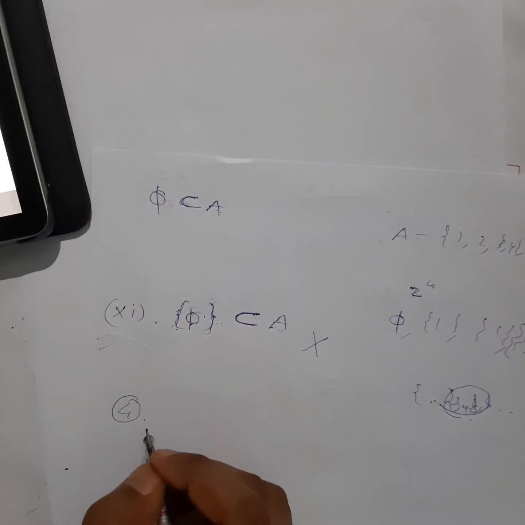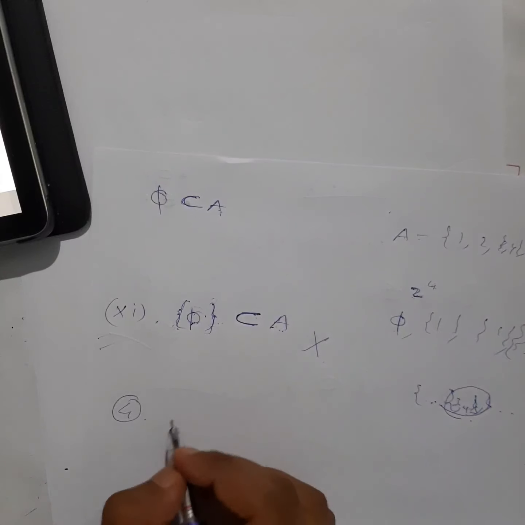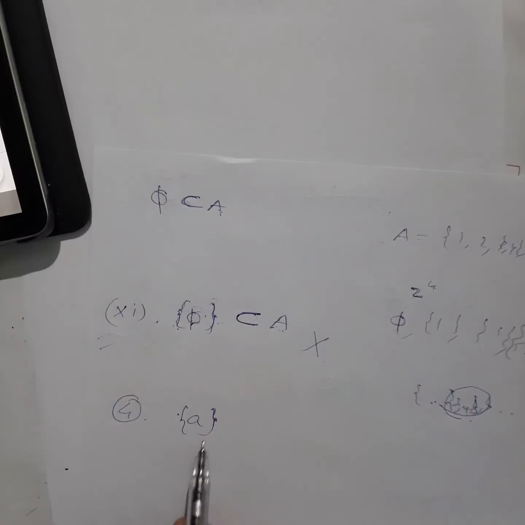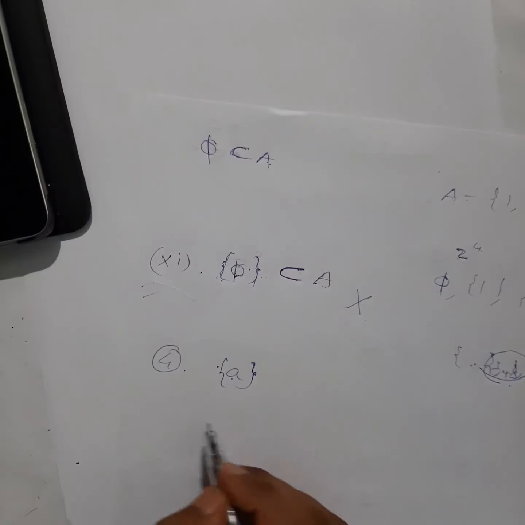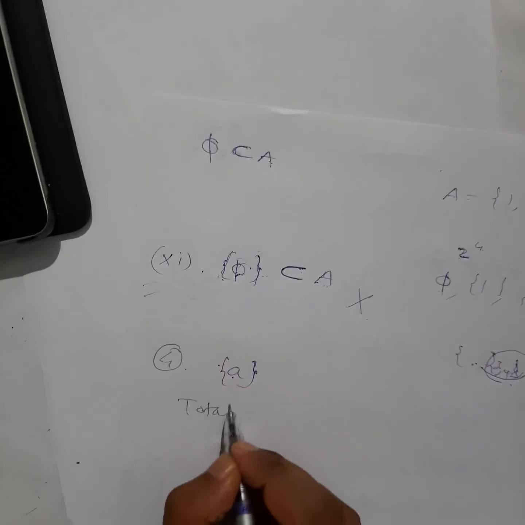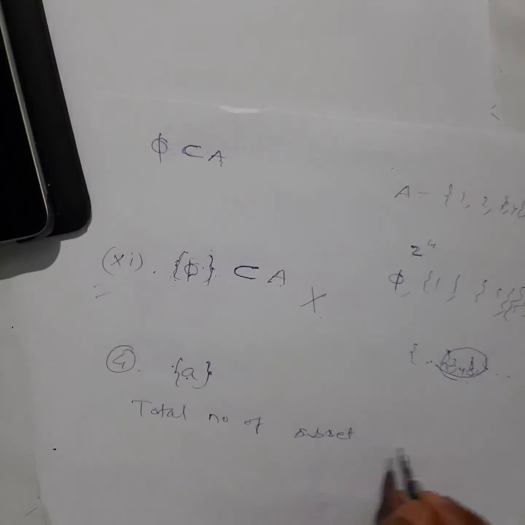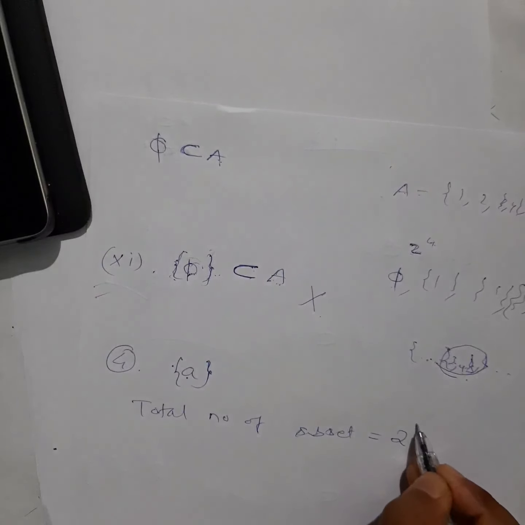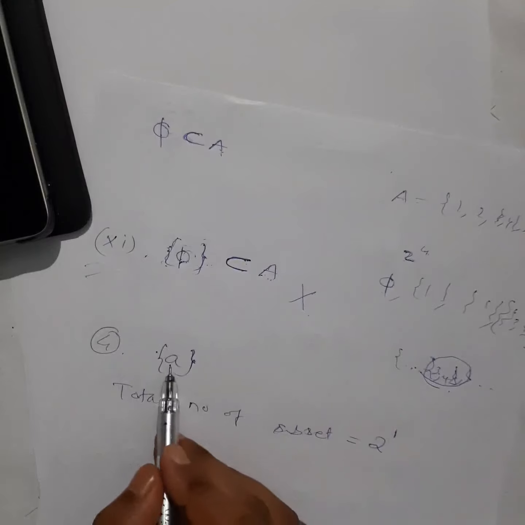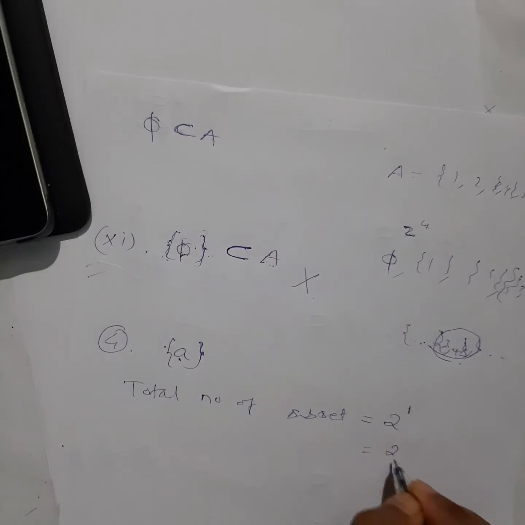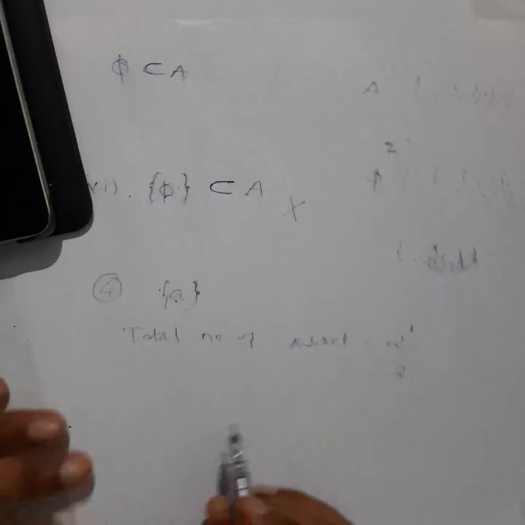Okay, number 4. Write down all the subsets of the following sets. So the first set is given here. In this set, the only element is A. So how many subsets do you have here? First thing, the total number of subsets is equal to how many? 2 to the power of the number of elements. How many elements are there? 1. So 2 to the power 1 means how many? 2. I mean the total number of subsets, you will have 2. That's confirmed. Now what will be the subsets?